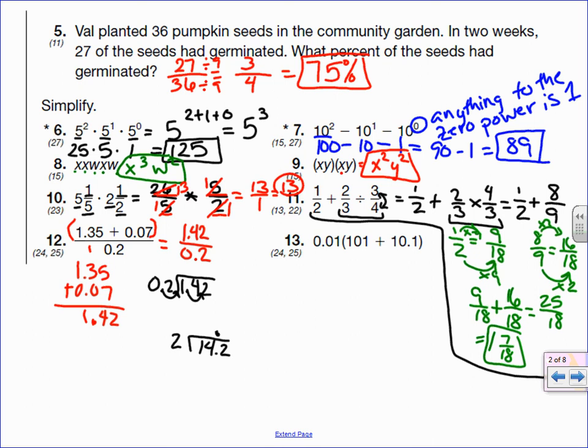We ask ourselves, how many times does 2 go into 1? It can't. So then we say, how many times does 2 go into 14? It goes in 7 times. 7 times 2 is 14. 14 minus 14 is 0. Bring the 2 down. How many times does 2 go into 2? It goes in once. And 1 times 2 is 2. 2 minus 2 is 0. So our answer then is 7.1.